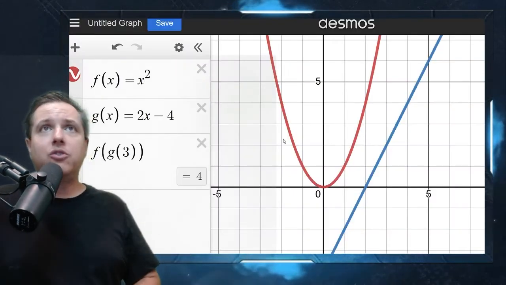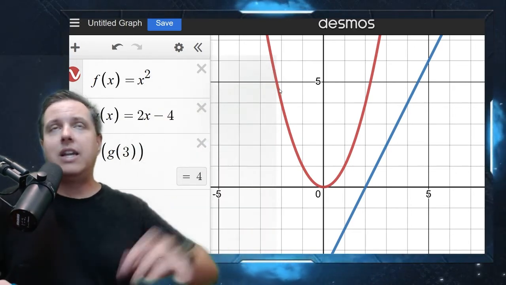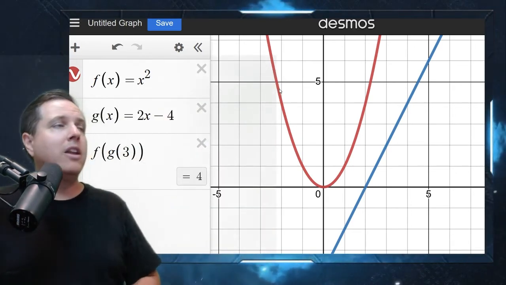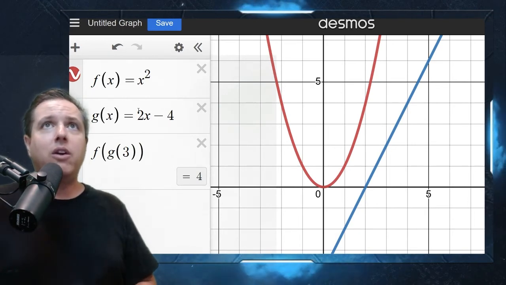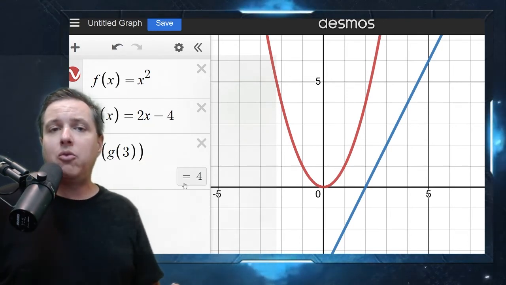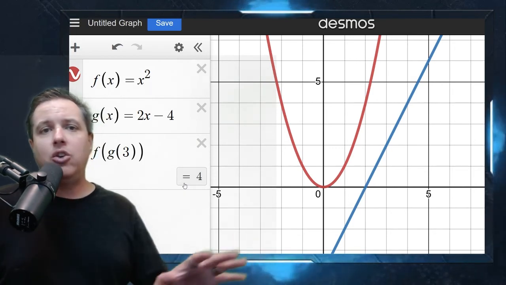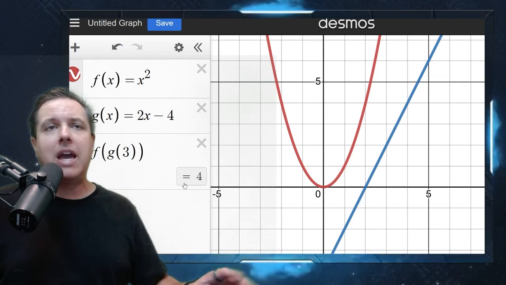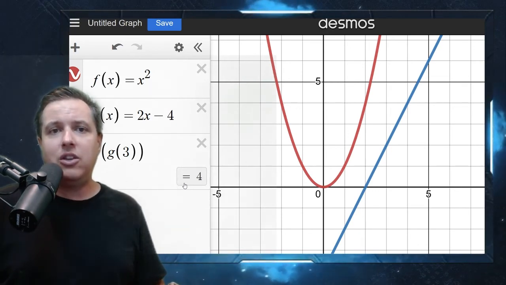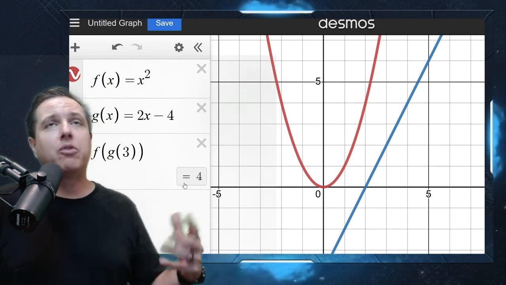We can also do this graphically. So another problem. These are new functions again, not connected to the problems we just looked at, but we have f of x equals x squared, g of x equals 2x minus 4, and if I put in f of g of 3 here, we get an answer of 4. This is Desmos.com, by the way, DESMOS.com. It's free to use. You don't even have to sign up and make an account. Feel free to use this in your work. It's very helpful. We're going to be dealing with graphs a lot.